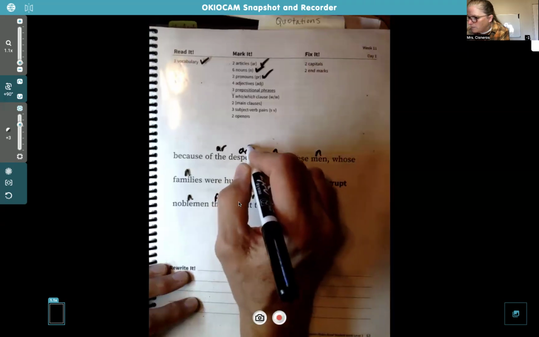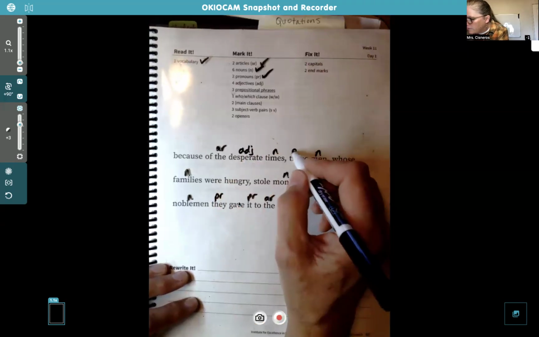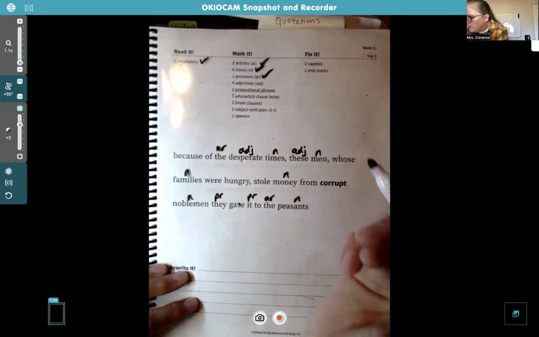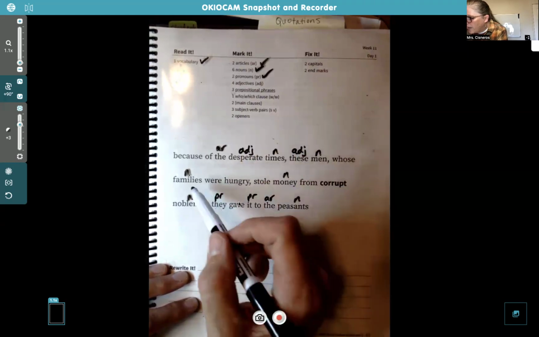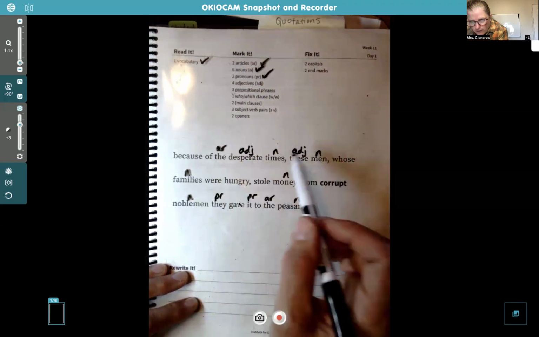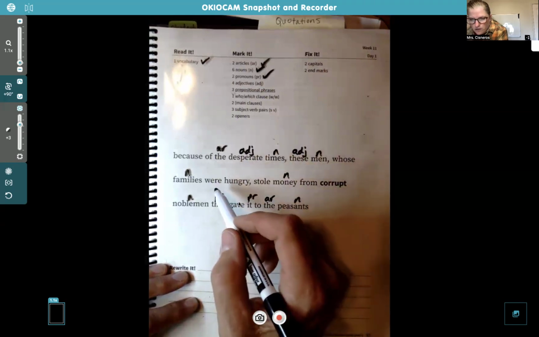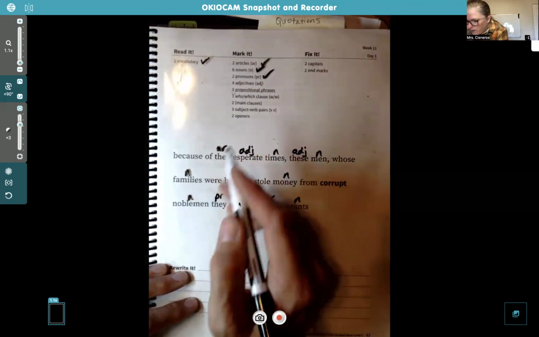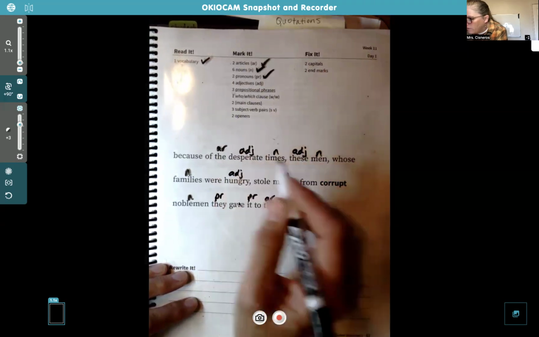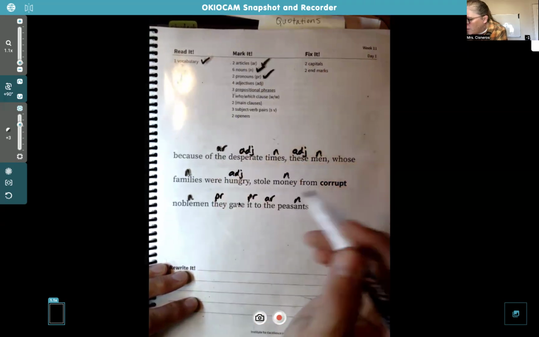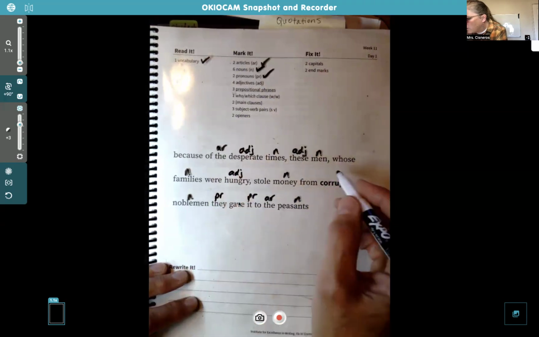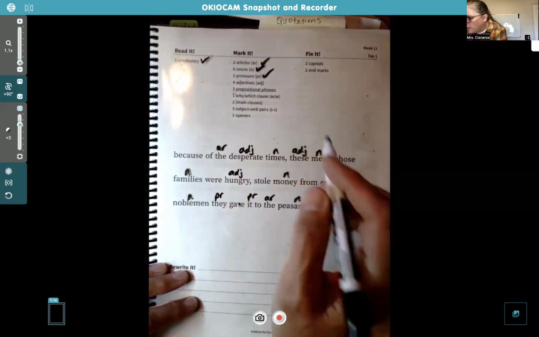Adjectives, desperate times, these men. Families, now it doesn't come right before that like these other two, but hungry is describing the families. So hungry is an adjective. And then what kind of noblemen are they? They're corrupt noblemen. That's going to be another adjective right there.